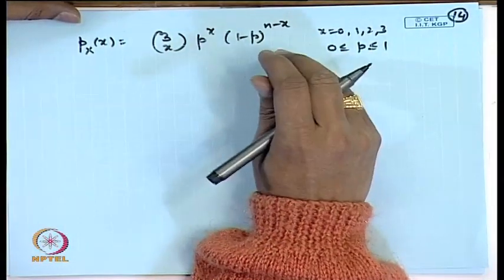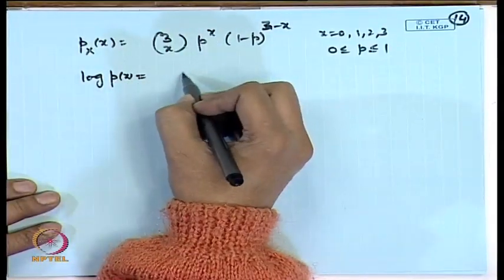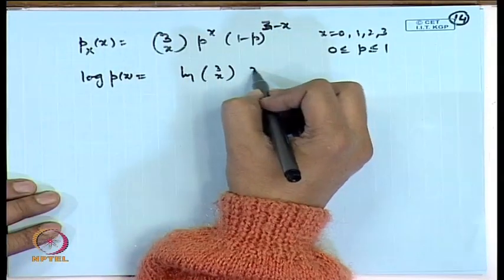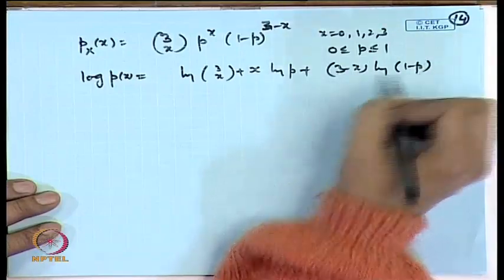However, I can use the usual methods of analysis or calculus to find out the value of p which will maximize this function. If you use the simple method of calculus, you have to look at the derivative or the behavior of the function as it is increasing or decreasing. So, for example, we may consider derivatives. Now, a simple method could be to take log of p x, that becomes log of 3 c x plus x log p plus 3 minus x log 1 minus p.